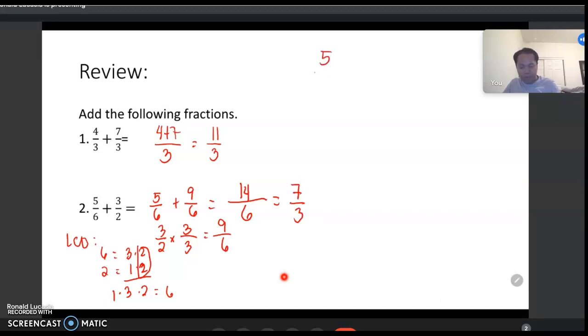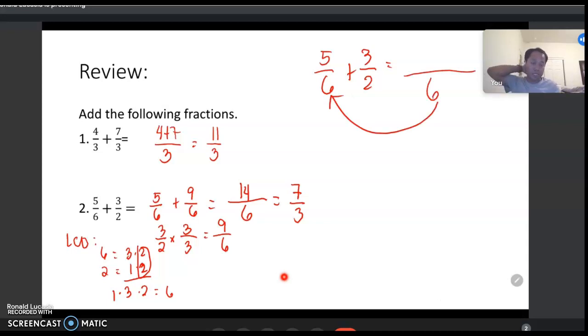Another way of solving that is 5 over 6 plus 3 over 2. We know that the LCD is 6. So 6 divided by 6 is 1. 1 times 5 is 5. 6 divided by 2 is 3, times 3. So this is 5 plus 9 over 6, that is 14 over 6, lowest term 7 over 3.